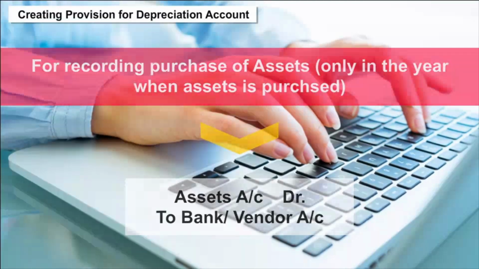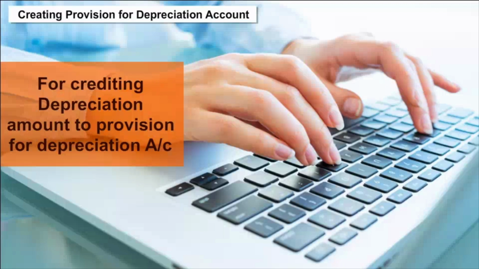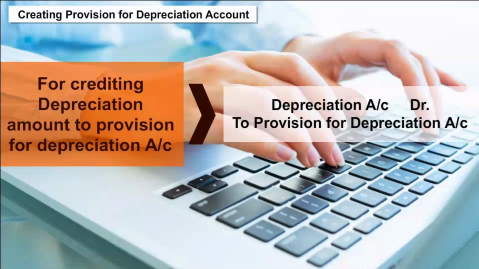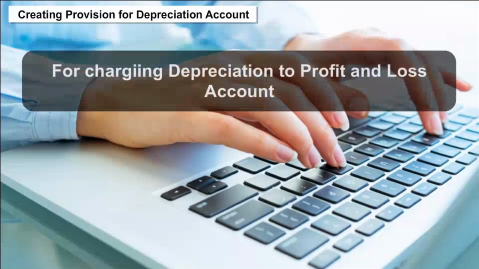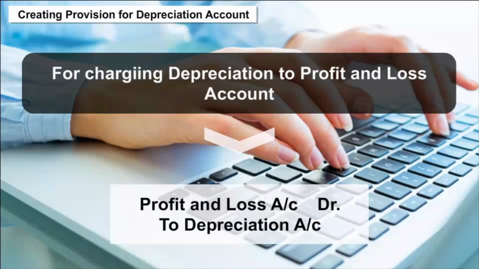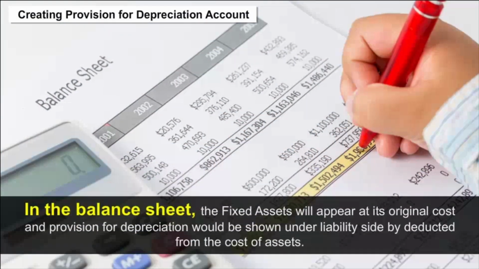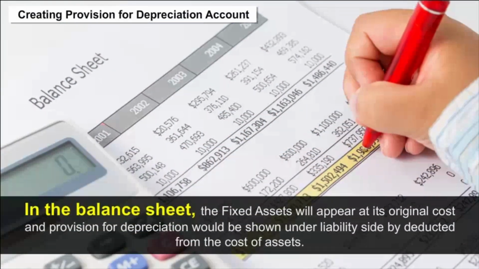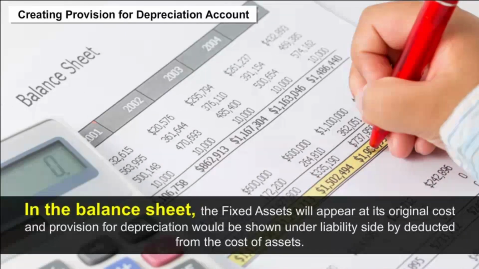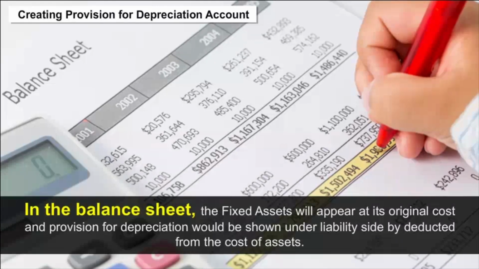For crediting depreciation amount to provision for depreciation account, depreciation account debit to provision for depreciation account. For charging depreciation to profit and loss account, profit and loss account debit to depreciation account. In the balance sheet, the fixed assets will appear at its original cost and provision for depreciation would be shown under liability side, not deducted from the cost of assets.